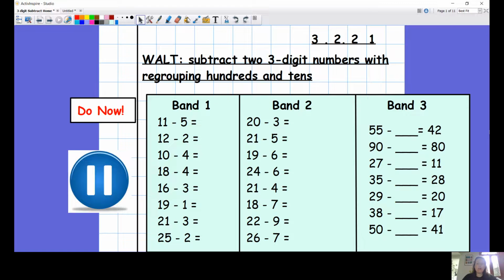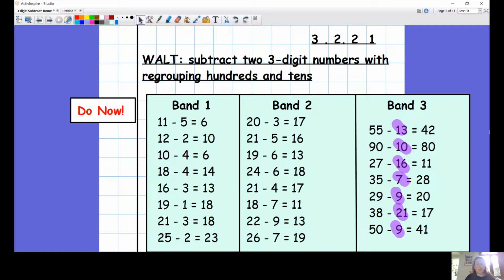Brilliant, you should have finished those by now. I'm going to give you your answers. These are just simple subtraction equations. This is something that you can come back to and revisit. Maybe if you were on band 1, try band 2, and if you're on band 2, band 3, and if you did band 3, band 1 and 2 are great practice.